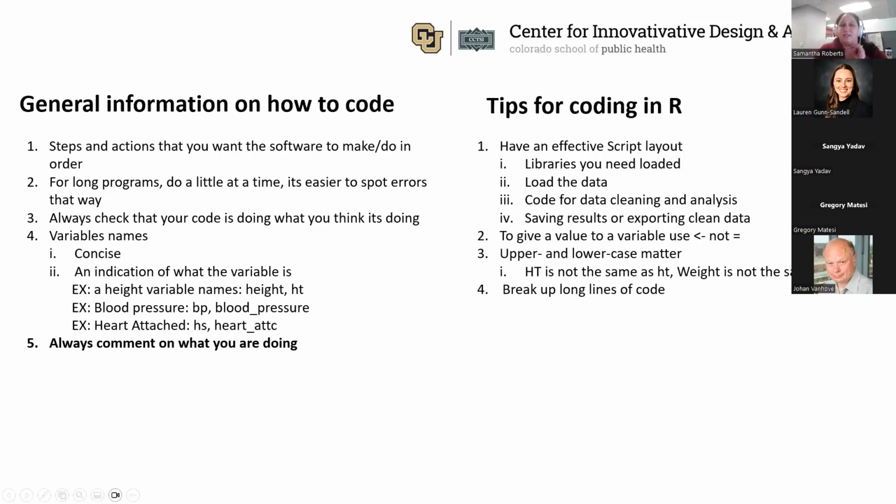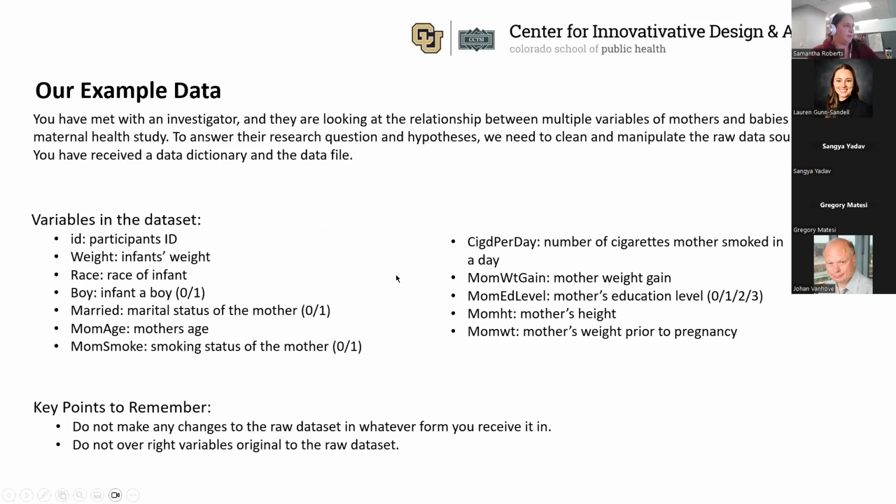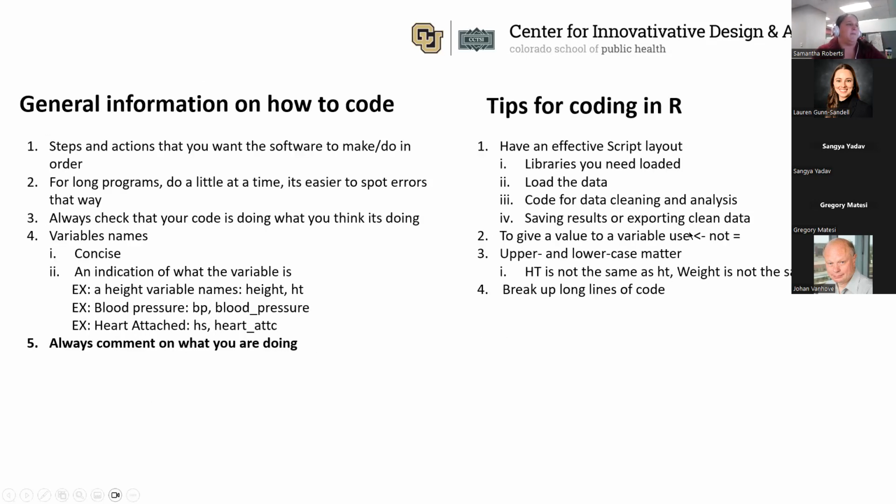So for specific tips in coding in R, again, this is talking about the script layout, which we'll go over, but make sure that you're doing things in order. So for example, whatever libraries or packages you need, you want them loaded at the very beginning. You can't load them at the end because your script won't work. Again, to bring it up again, sorry guys, you want to use an arrow, not an equal sign.